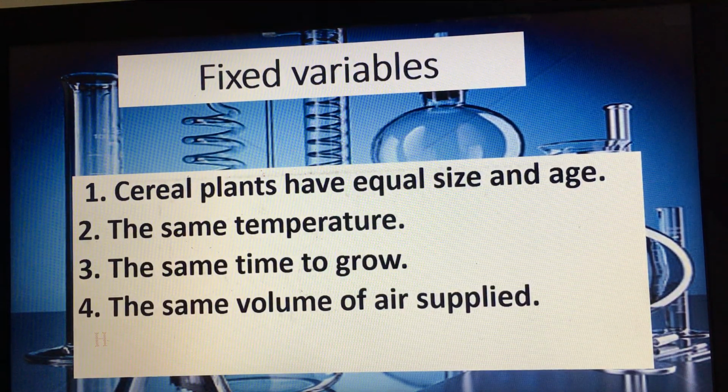Okay, what about question 4? Suggest some fixed variables and state how you would attempt to control them. Cereal plants: bring 3 cereal plants of equal size and age. The second one, the same temperature: we have to use the same temperature for the solutions and the same temperature of the surroundings. The third one, the same time to grow: we let all of them grow for 5 days, and after 5 days we take the result. And the last one, the same volume of air supplied, by using the same volume of air through the air tube.